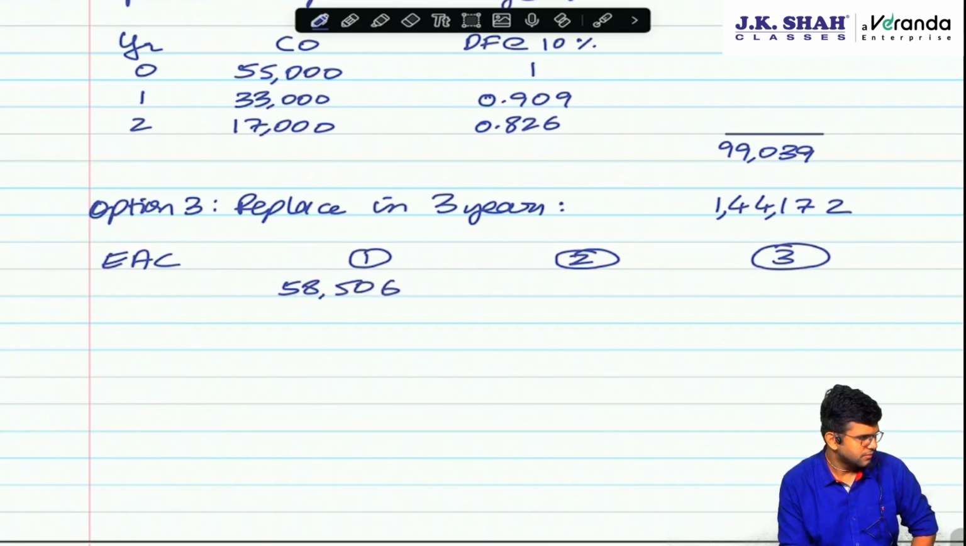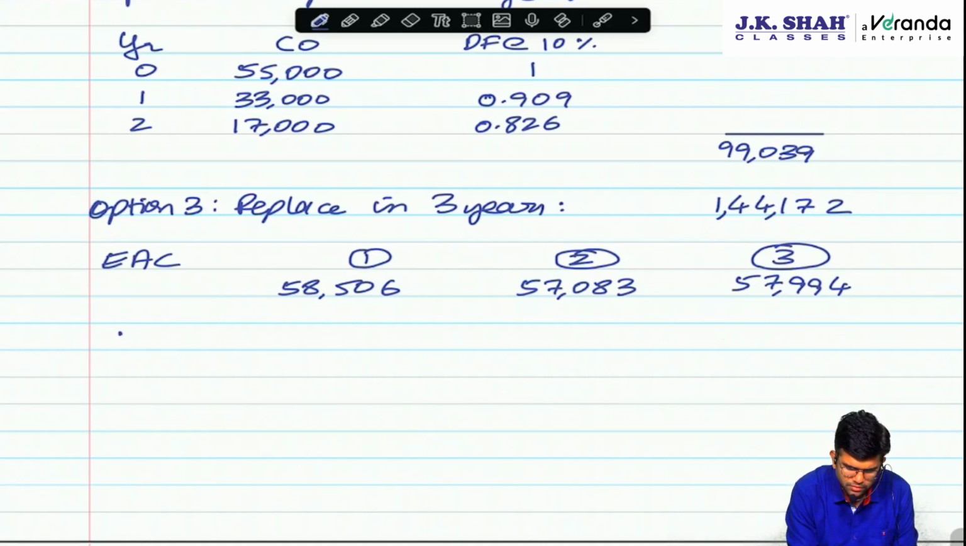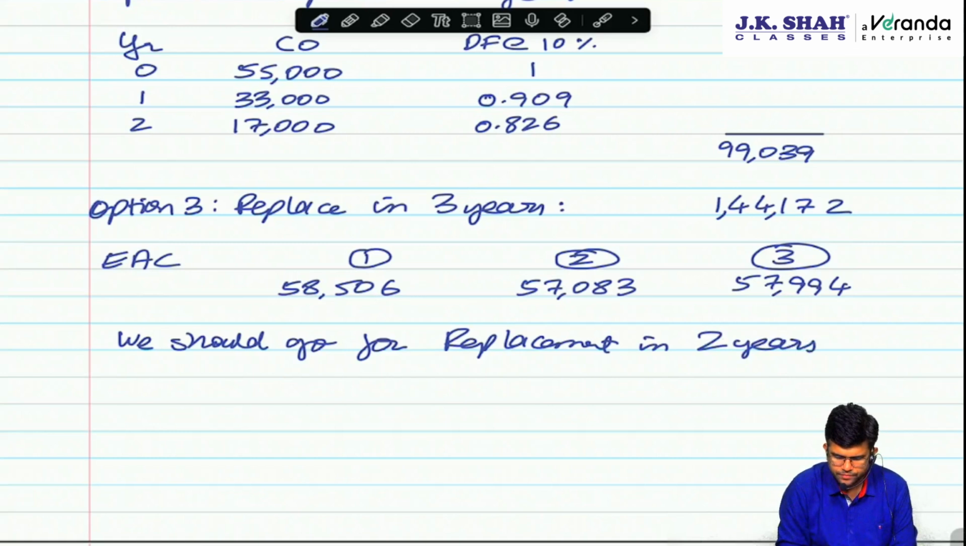58,506, 50,080, 3,994. Which one is the best? Second. So I'll write here, we should go for replacement in 2 years. We should go for replacement in 2 years.